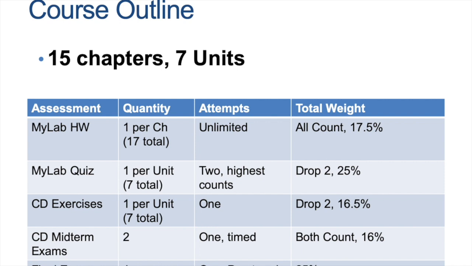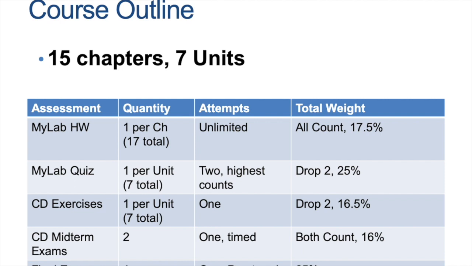Second category, also in MyLab, are quizzes. Those have the same question types as the homeworks. There's 1 per unit, so there's 7 total. You get 2 attempts at the quizzes. The questions will change, and the highest score counts. I said there's 7 total, but only the top 5 scores in this category will count towards your final average. So that's 25% of your grade.